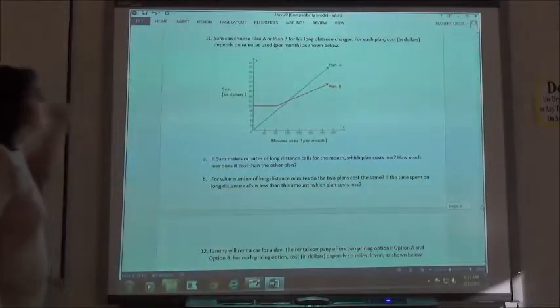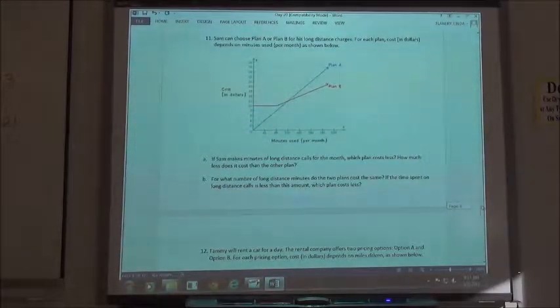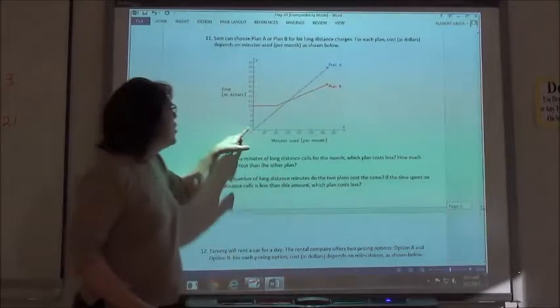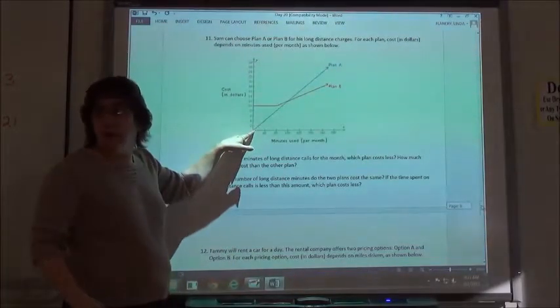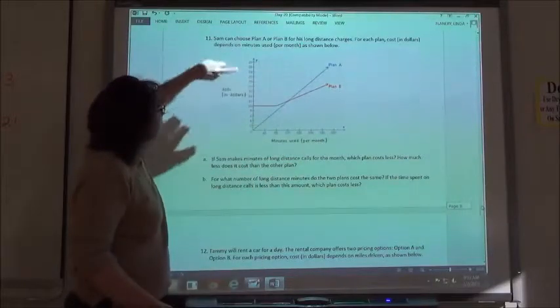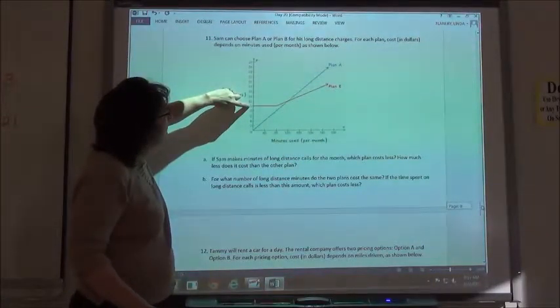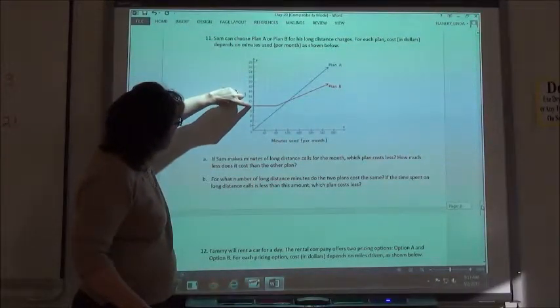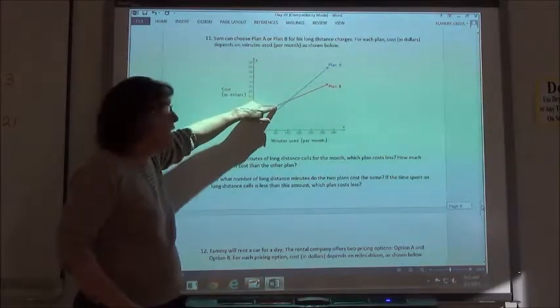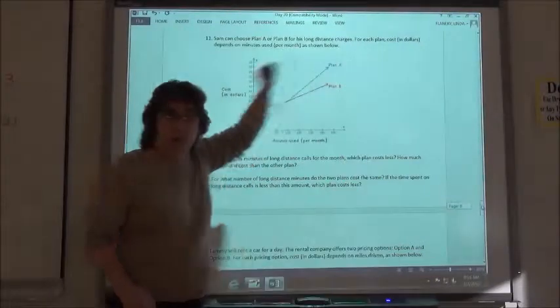Number 11, it says Sam can choose plan A or plan B for his long distance charges. For each plan, the cost in dollars depends on the minutes used per month. So if I look at plan A, it's starting at $0. If I don't talk on the phone, I don't have to pay any money, and it increases. Option B starts at $10 and is consistent from 0 to 80 minutes. I only have to pay $10, but after those 80 minutes, then it starts going up.